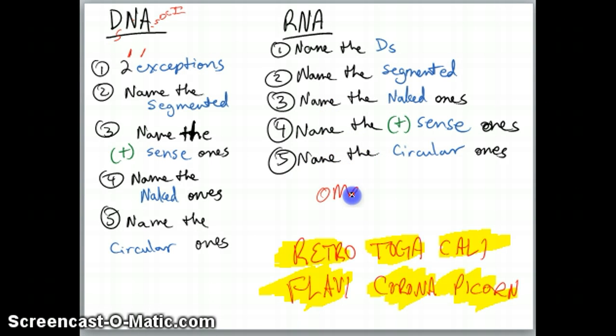Okay, remember OMAs, BBAD, right? All right, so your two OMAs, which are polyoma and papilloma. B for HBV. D for HDV, B for Bunyavirus, A for Arenavirus, and that will conclude our viruses, folks.